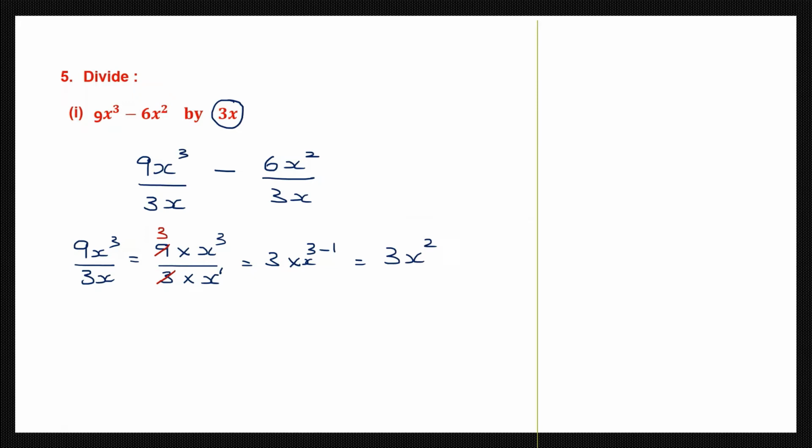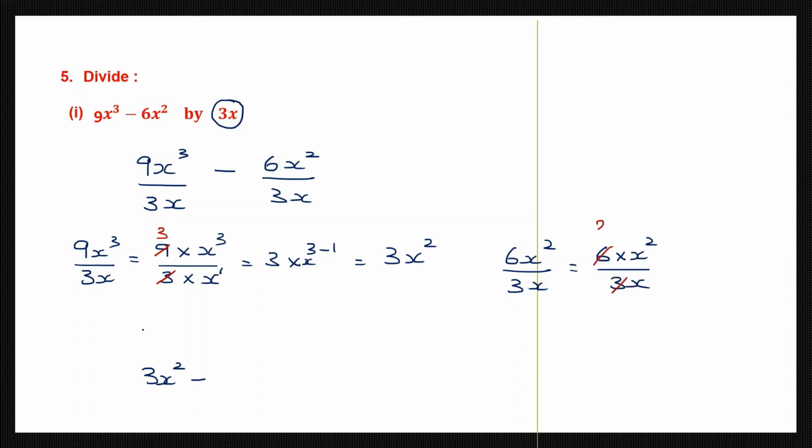So the first part we finished, we've got 3x squared. Now let's do the second portion. So after this it's minus. The second portion is 6x squared divided by 3x. So this becomes 6 into x squared divided by 3x. Let's cancel what we can.